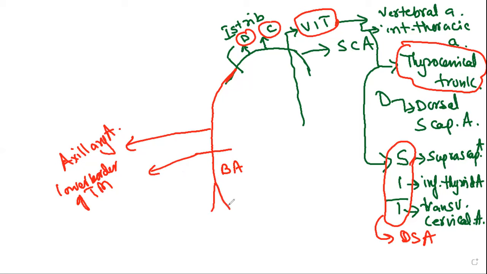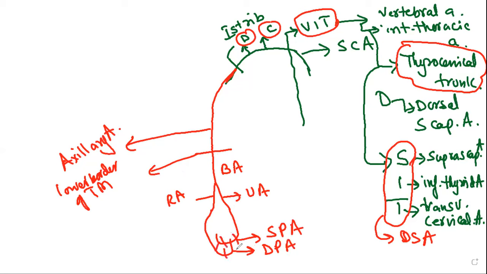It will be divided into radial artery, ulnar artery. Ulnar artery will form superficial palmar arch. Radial artery will form deep palmar arch. And now they are going to anastomose and giving blood supply to the hand region. Ulnar artery will give here a branch known as common interosseous artery. And from common interosseous artery, there will be anterior interosseous artery and posterior interosseous artery, which is giving blood supply to the anterior and posterior compartment of the forearm.